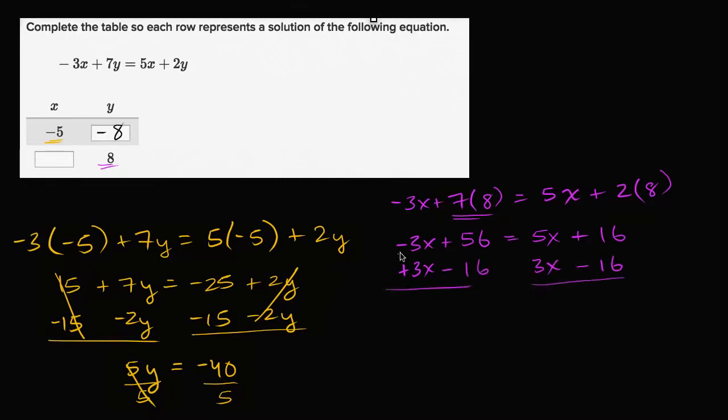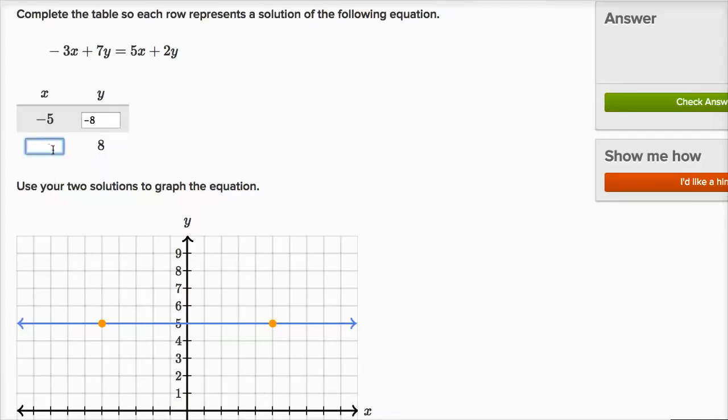And we're going to be left with, these cancel out. 56 minus 16 is +40. And then, let's see, 16 minus 16 is 0. 5x plus 3x is equal to 8x. We get 8x is equal to 40. We could divide both sides by 8. And we get 5 is equal to x. So this right over here is going to be equal to 5. So let's go back now. So when y is +8, x is +5.